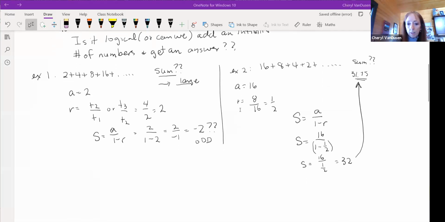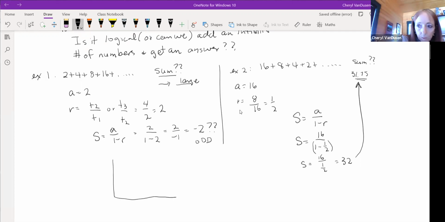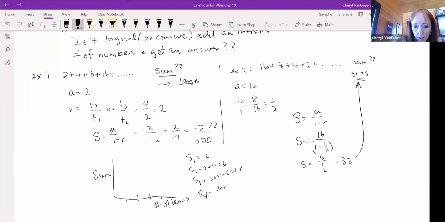One way to look at this, which might give you a better idea of why one works and one doesn't, is to do this graphically, with a quick little graph where down on the bottom is the number of terms, and over here is the sum. So we have to find the intermediate sums. So 1, 2, 3, 4. Sum 1 is just 2, the first term. The second sum is 2 plus 4, which is 6. The third sum is 2 plus 4 plus 8, which is 14. The fourth sum, you're going to add 14 and 16 and get 30.